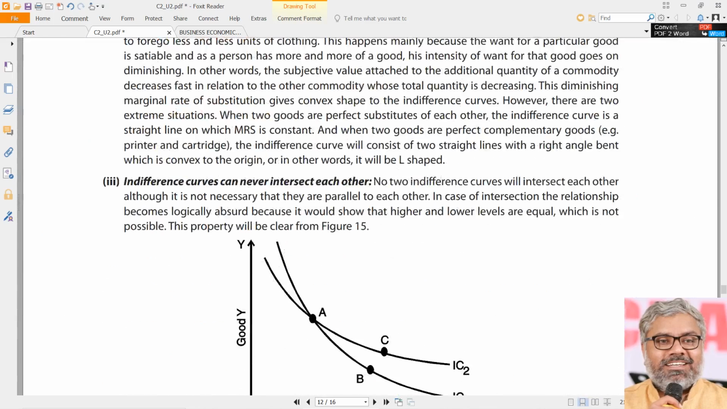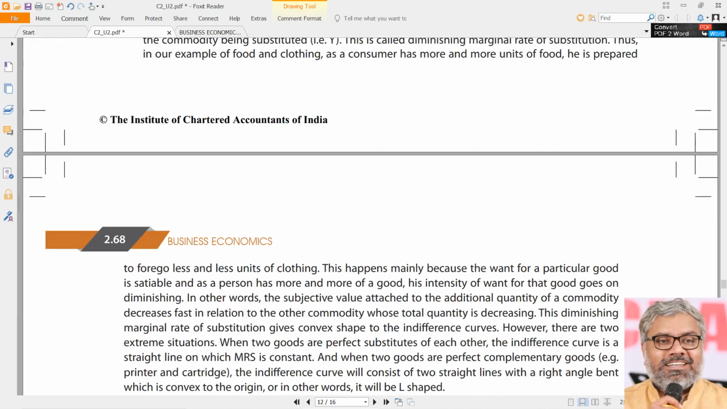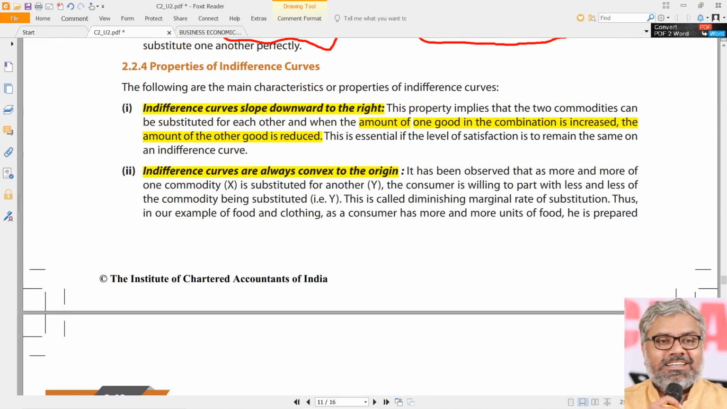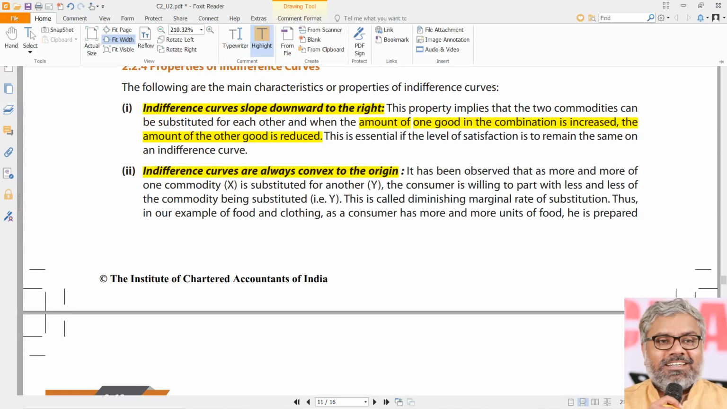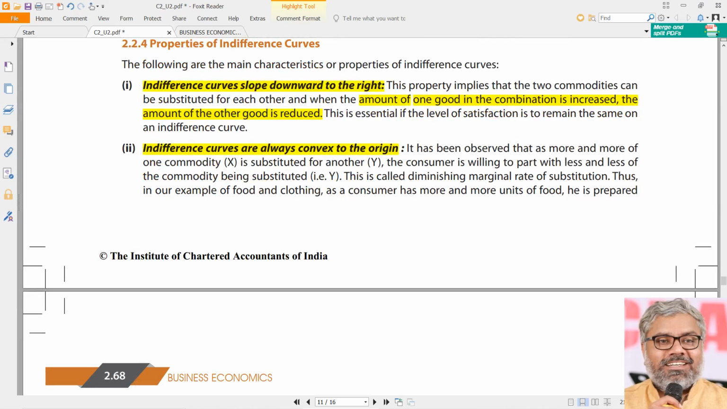But the question is, why is that? Why are indifference curves convex to the origin? The reason is simple. In one line we can say, because of the diminishing marginal rate of substitution. In other words, the diminishing marginal rate of substitution makes the indifference curves always convex to the origin.